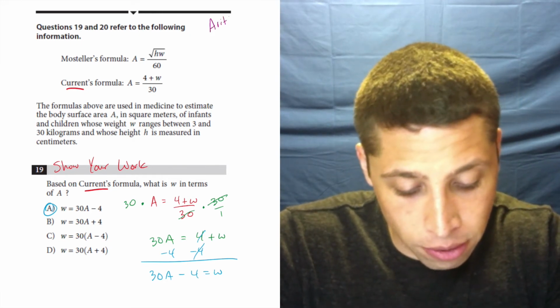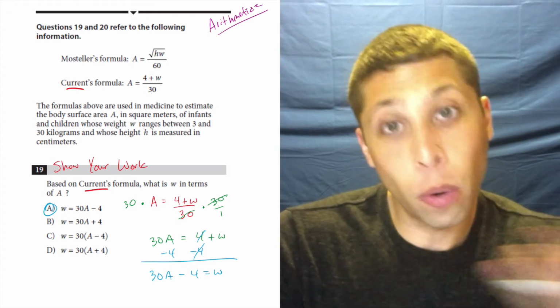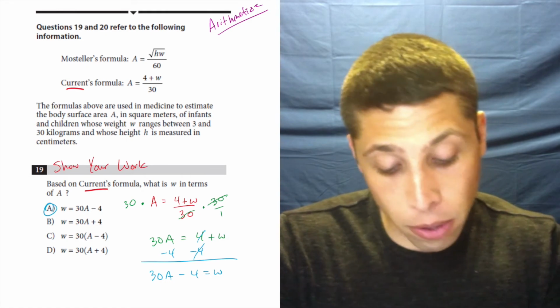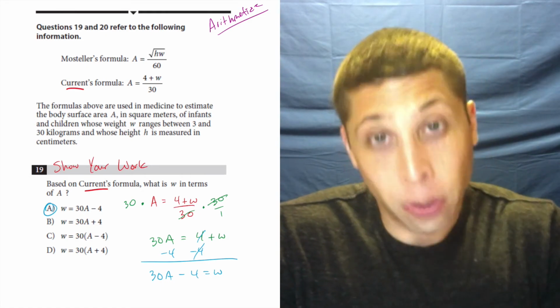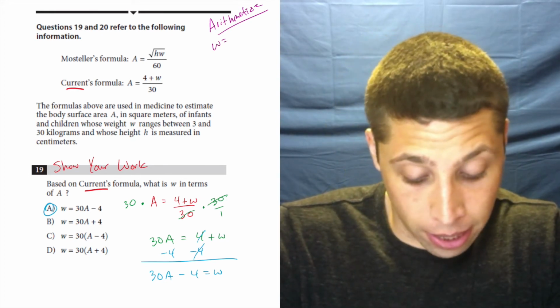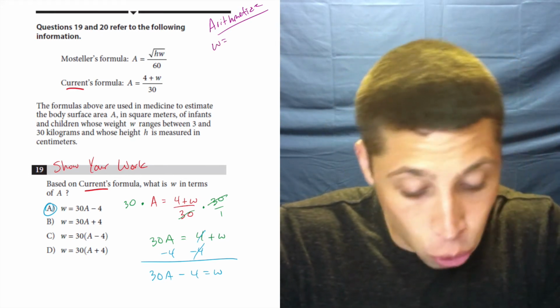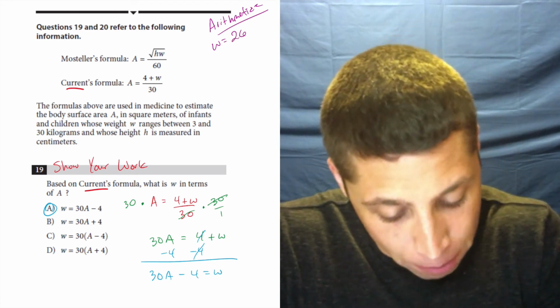I don't think it's very efficient here. But we could do it, right? Because this is an equation where if we pick a value for W, we should get a value for A. And so if you're going to arithmetize here, you should be clever about it. I would pick something like, how about 26 for W? Seems random, right? But what happens if I pick 26?